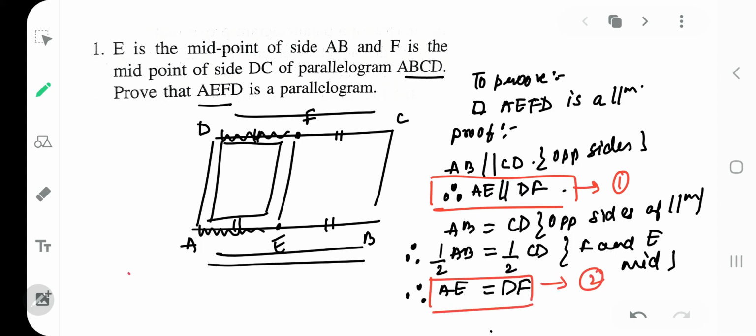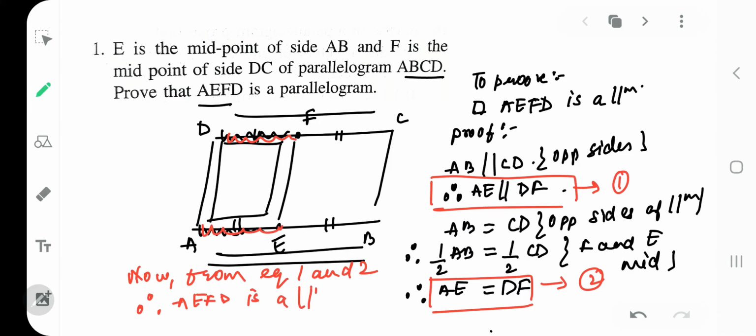Now from equations 1 and 2, if you have the point that opposite sides are equal as well as parallel, then that becomes a parallelogram. So you prove that AE is parallel to DF and AE is equal to DF. Therefore, AEFD is a parallelogram. Clear?